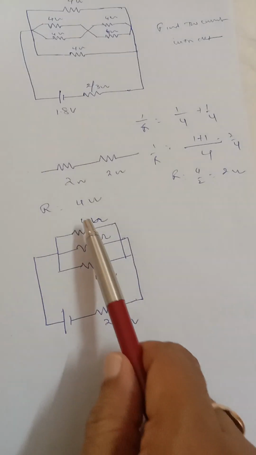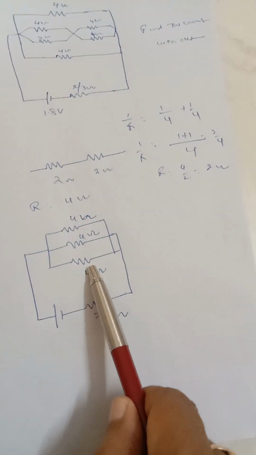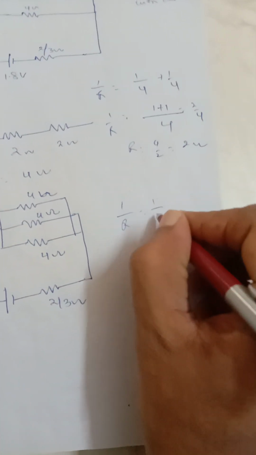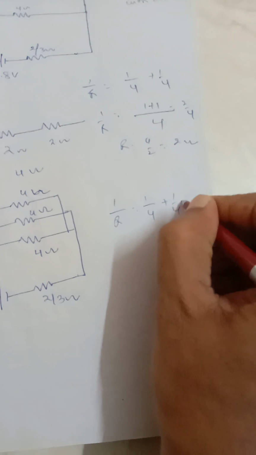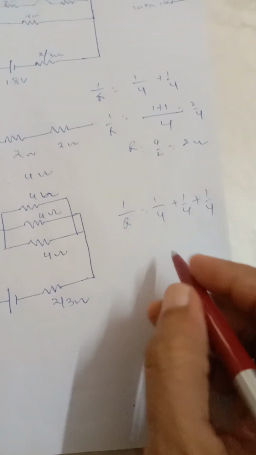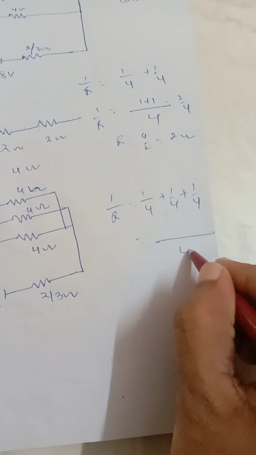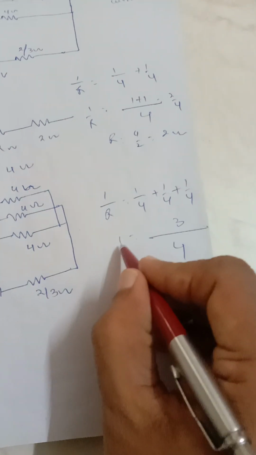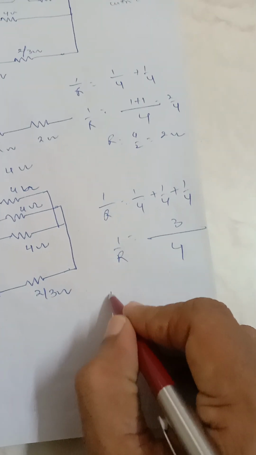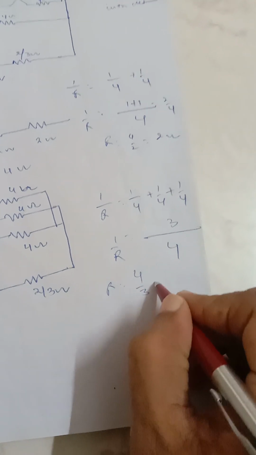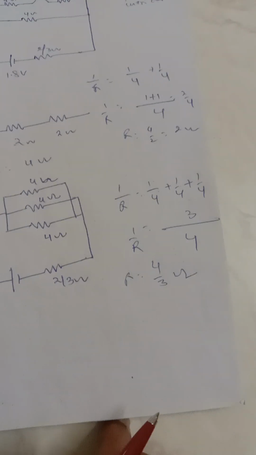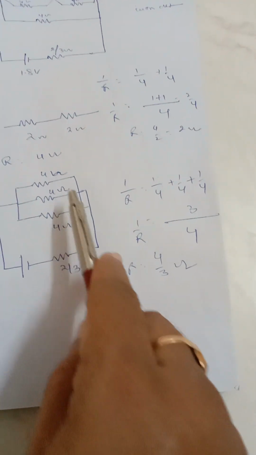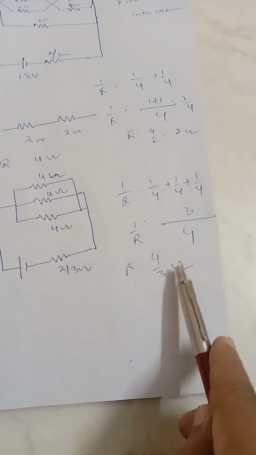Now for this 4, 4, 4, we have to find the equivalent resistance again. So 1 by R is equal to 1 by 4 plus 1 by 4 plus 1 by 4. Again with 4 as LCM, 1 plus 1 plus 1, 3 by 4. This is the 1 by R value. Now R is equal to 4 by 3 ohms. So for all three resistors, the equivalent value is 4 by 3 ohms.